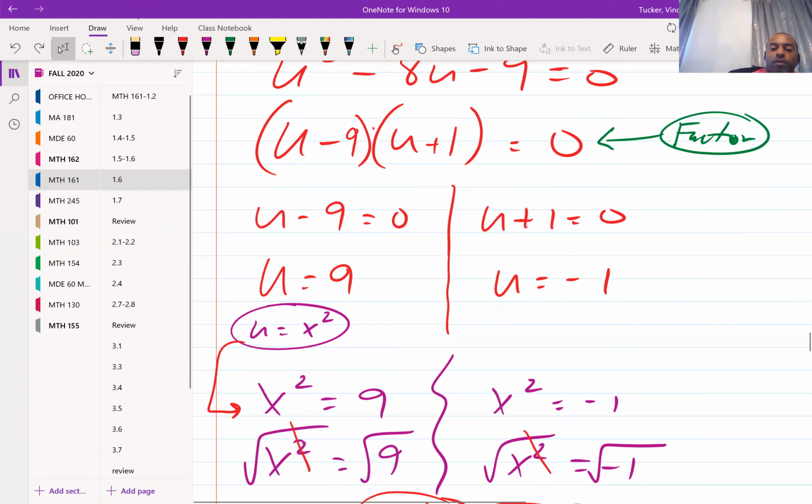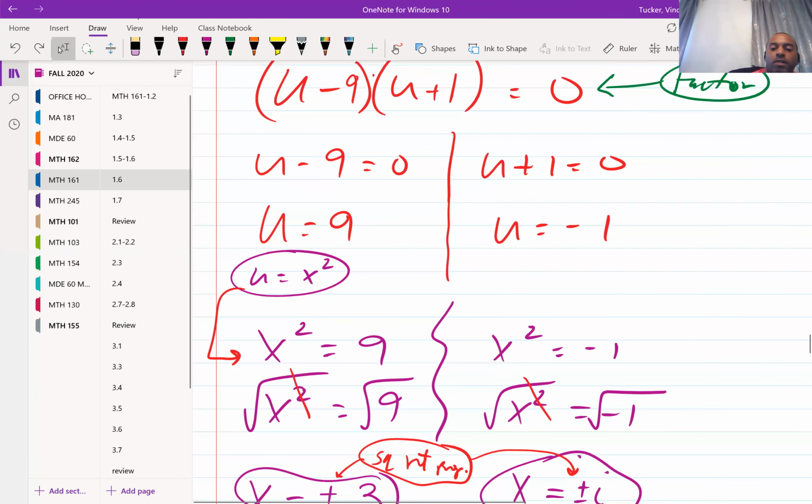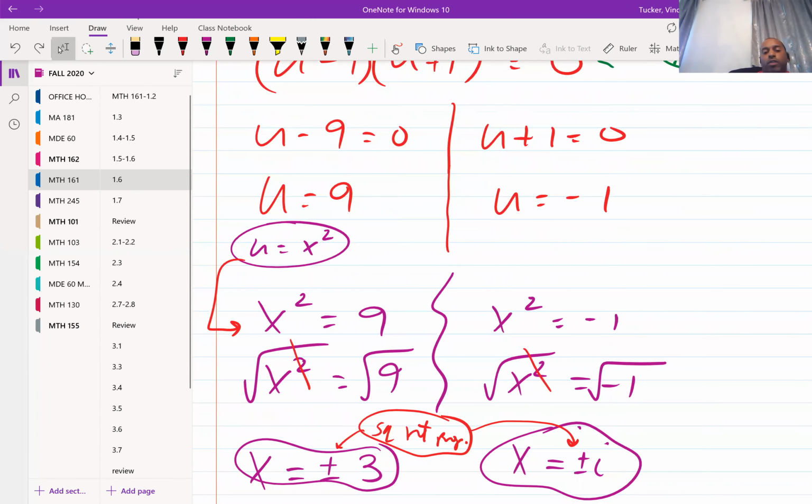Now solve for x by taking the square root of both sides. Don't forget your square root property. Whenever you take the square root of both sides, plus or minus has to be involved. And so that'll be plus or minus 3, and then plus or minus i, which is the square root of negative 1.